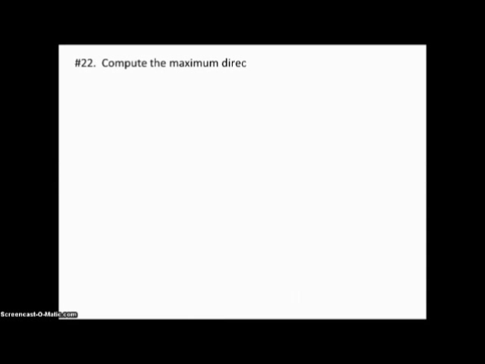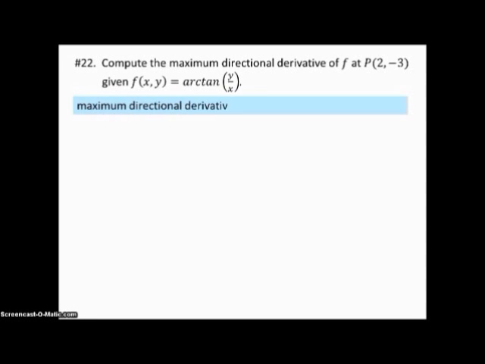Number 22, compute the maximum directional derivative of f at this point given this function. Well, now recall that the maximum rate of change is along the gradient. So the gradient is a directional derivative, specifically in the direction of greatest change. So what they're really asking for is the length of the gradient vector. Maximum directional derivative equals the magnitude of the gradient.